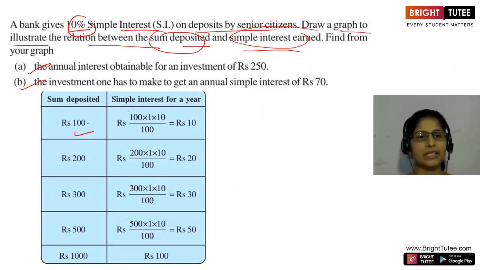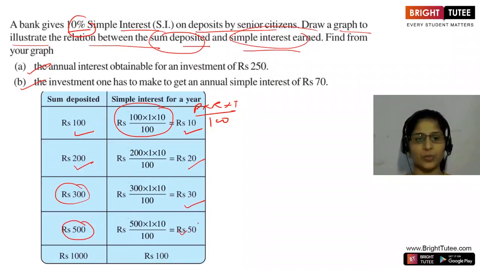So when rupees 100 is deposited, when we take simple interest, you know the formula is P into R into T by 100. We get rupees 10. So for rupees 100, 10 is the simple interest. For rupees 200, 20 is the simple interest. For rupees 300, rupees 30. For 500, it is rupees 50. And for rupees 1000, it will be rupees 100.